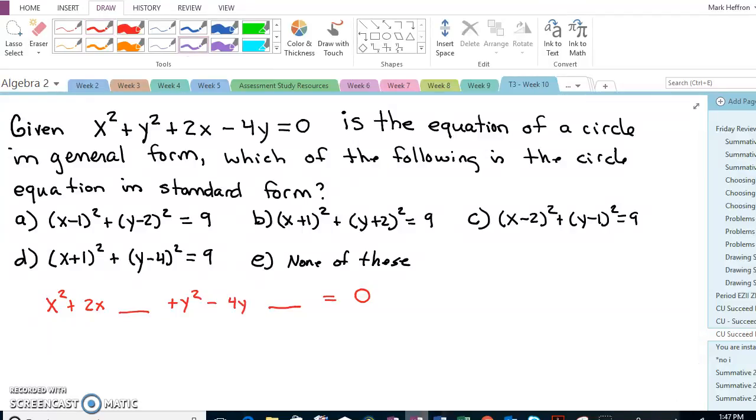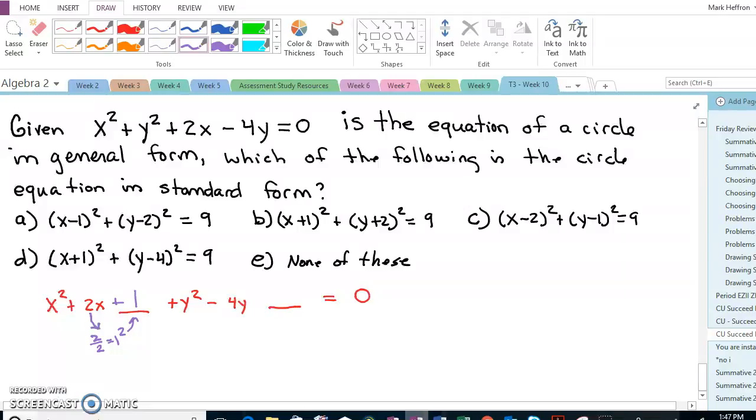In order to do this problem, we're going to complete the square. Notice I've rewritten the original, putting the x's together, the y's together, and I've left a space because I'm going to try to figure out what number, if I add to this, would make us have a perfect square factor. So I'm going to take 2, divide by 2, and get 1 and square that 1. Well, that's still 1.